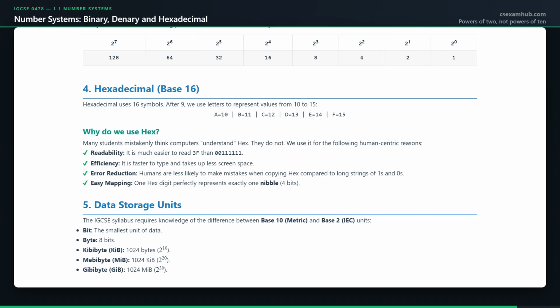Note the names carefully: kibibyte, mebibyte, gibibyte, with that distinctive bi in the middle. These are deliberately different from kilobyte and megabyte, which are based on powers of 10. Use the wrong family in an exam answer and you will lose the mark. So if a question mentions 1024, you are in the binary family. We will come back to file size calculations properly in section 1.3.